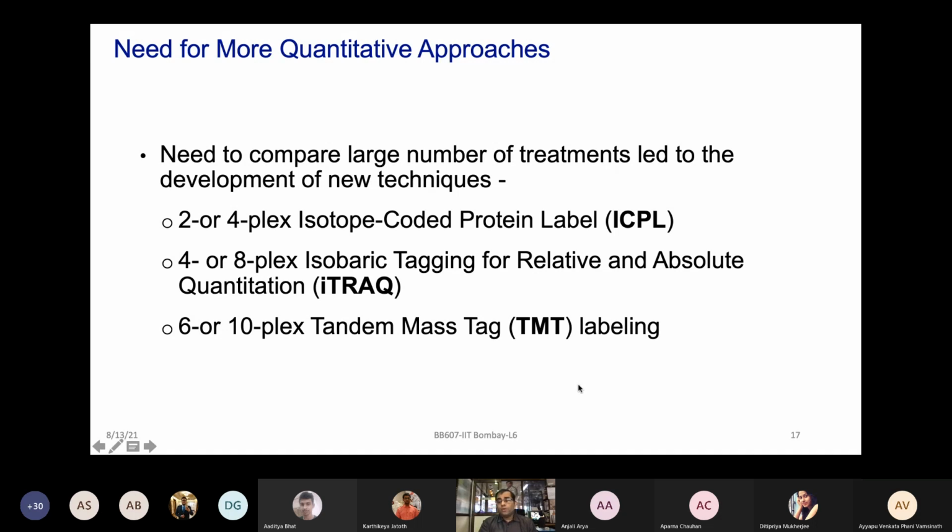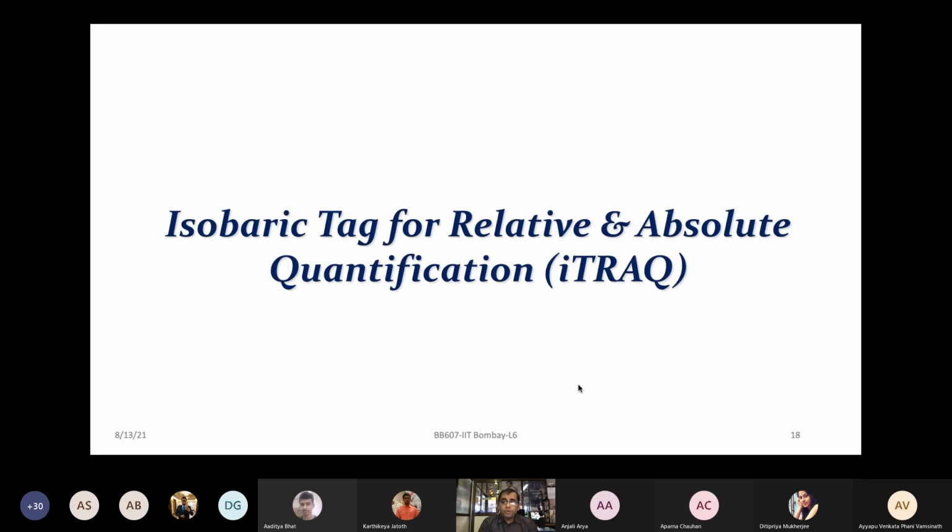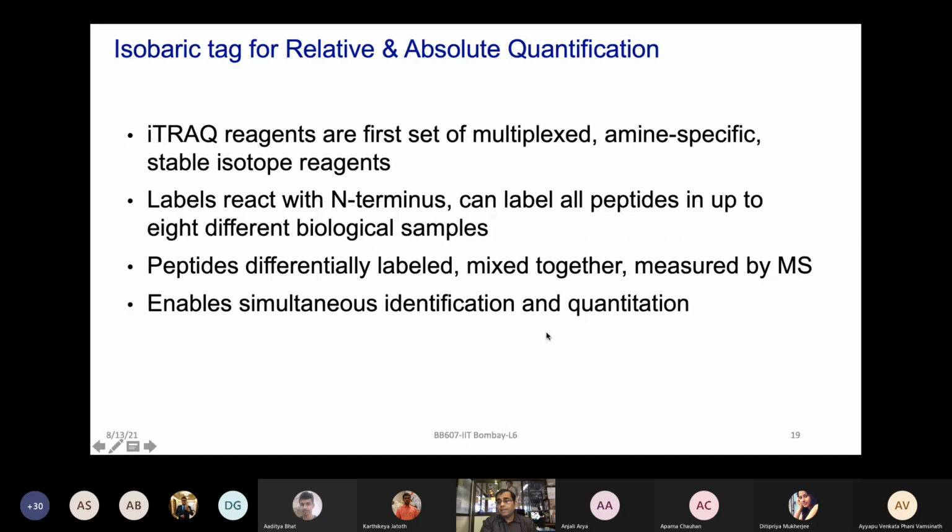Both of them are based on the isobaric labeling of peptides. And now we are not talking about a specific amino acid labeling, but we are going to talk about how to take the peptide sequence and the terminal of the peptide sequence, and that will be used for labeling with the iTRAQ reagents. So iTRAQ reagents are a set of multiplexed amine specific, very stable isotopic reagents. These reagents can come for 4 conditions or for 8 different conditions. So you can label your 4 samples for a 4-plex experiment or an 8-plex experiment. TMT comes with 2-plex, 6-plex, 10-plex, or now even 14-plex. So again, you can compare so many conditions at the same time.